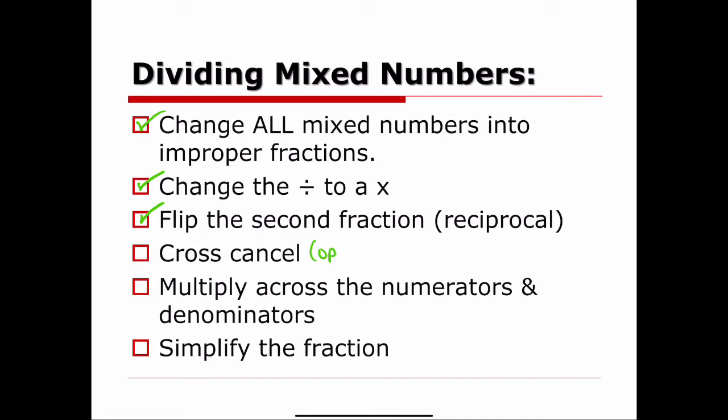Cross-canceling, of course, is optional, but we're going to do that anyway because I think it's always a good thing to practice how to cross-cancel. Multiply across the numerators and denominators, from left to right. It goes without saying, simplify the fraction. Always simplify it into lowest terms.